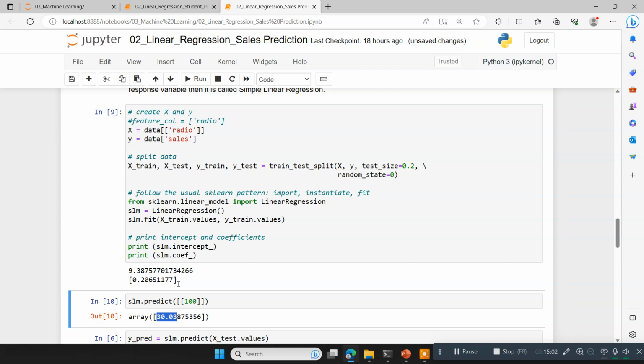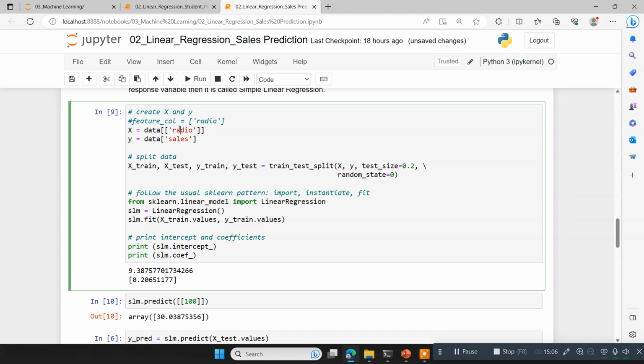For sales, if you invest $100 in radio. With this analysis we can understand that radio advertisement is better to get better sales. This is as per the data. Radio advertisement is better.